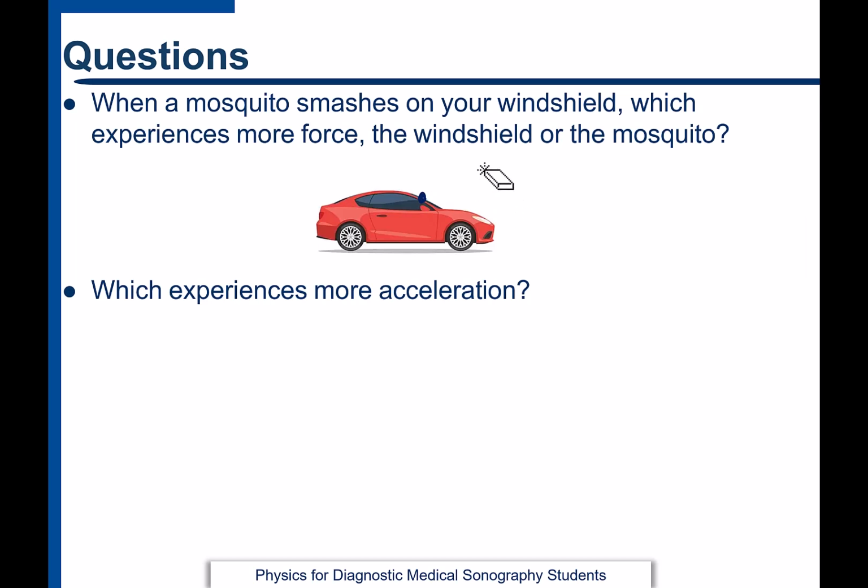However, Newton's third law tells us that the force that the car exerts on the mosquito and the force the mosquito exerts on the car have to be the same. So what's different for the car and the mosquito? And the answer is the accelerations are going to be different. So in other words, let's look at the mosquito.